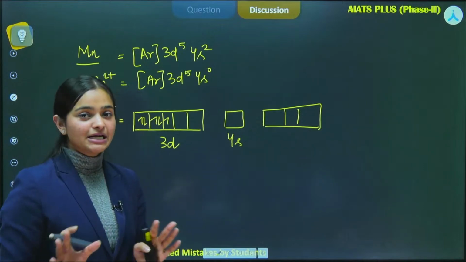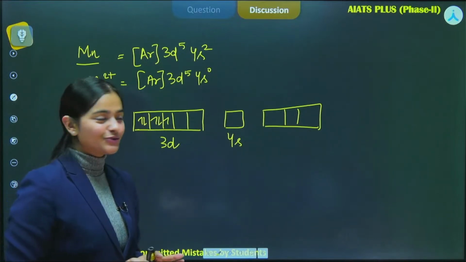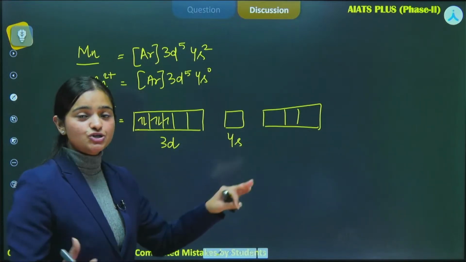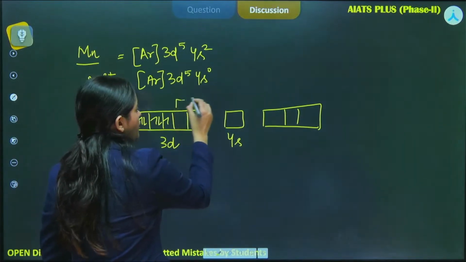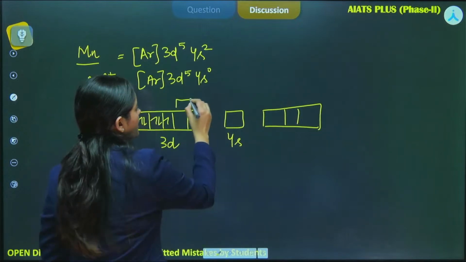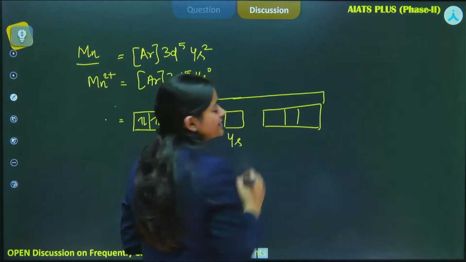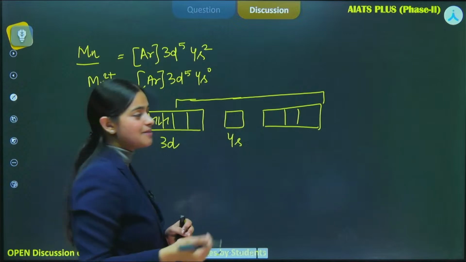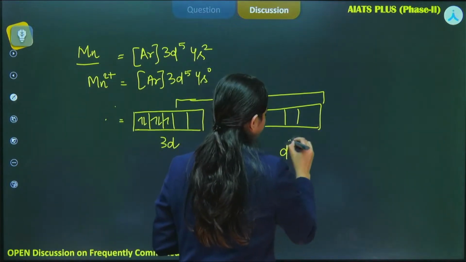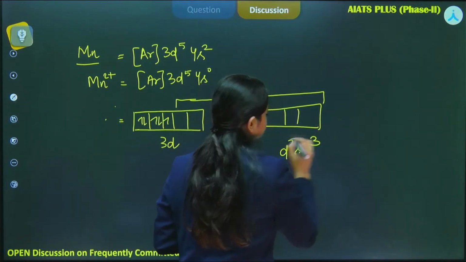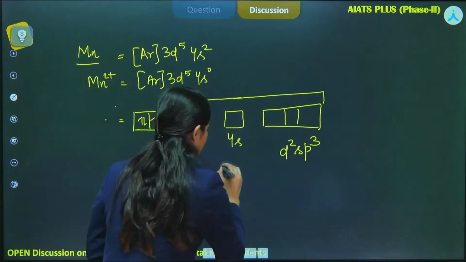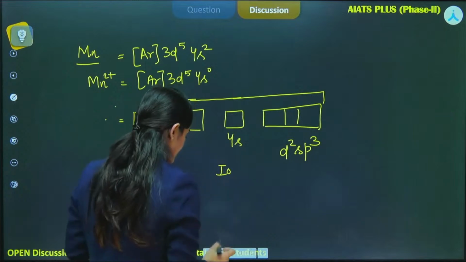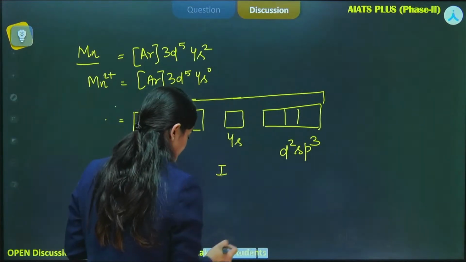I hope this is clear to all of you. And now the hybridization or the type of complex that we get is: 2 d orbitals will be used along with 1 s and 3 p. So the hybridization will become d2sp3. It will become an inner orbital complex because inner d orbitals are being used.